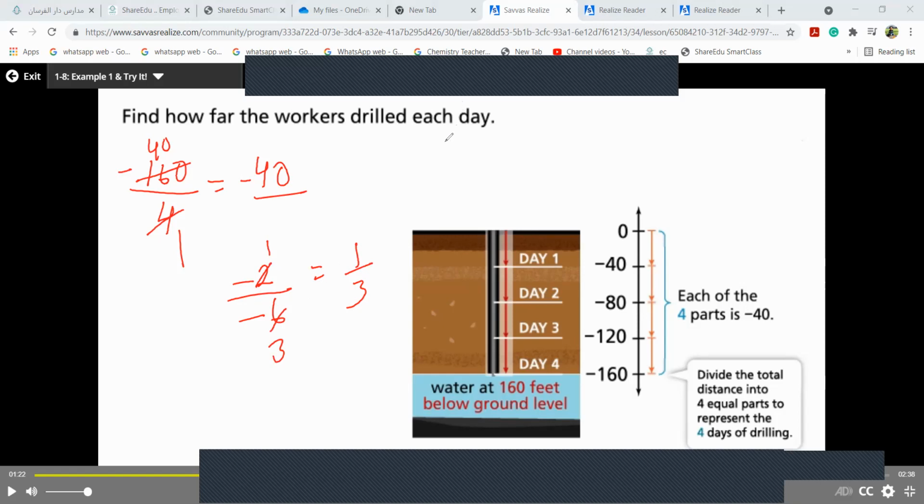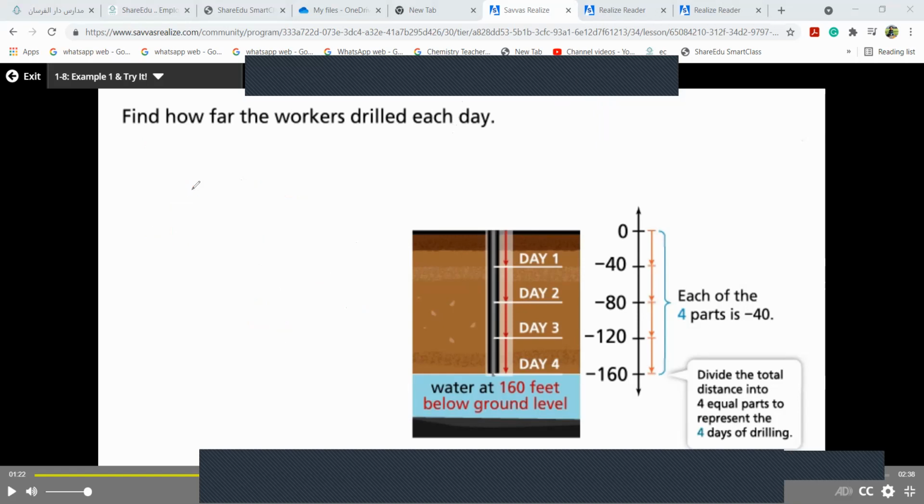It's very simple. You know the rules of division. They have said that it went 160 feet down for 4 days. So for 1 day, how much? Of course, you will divide. If still you don't remember the proportions, like they told you the story that for 4 days, they went 160 feet.